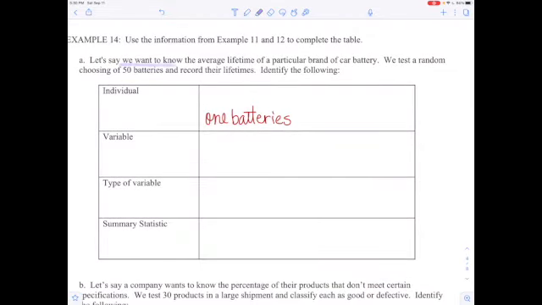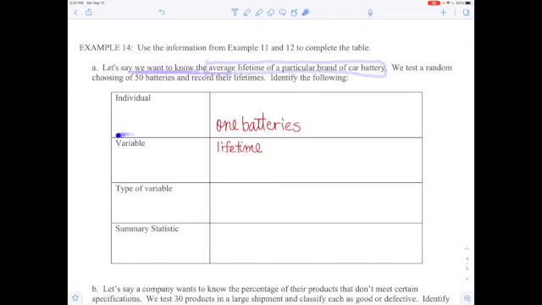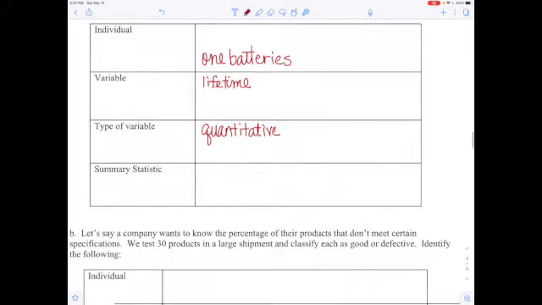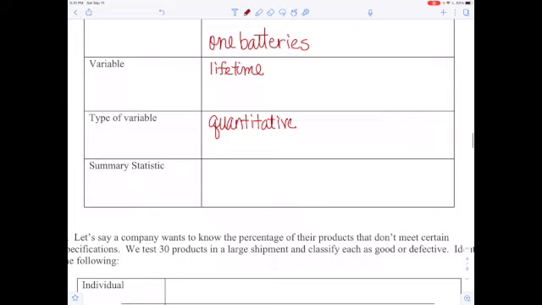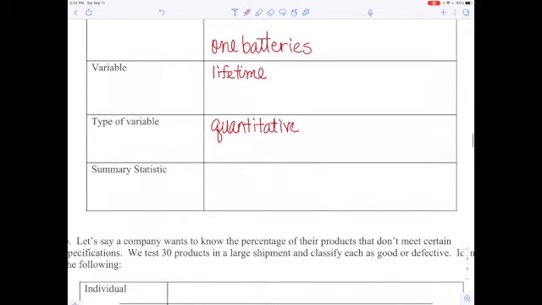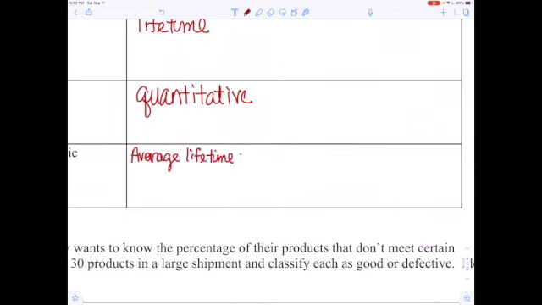We want to know the average lifetime of a particular brand of car battery. When we talk about what kind of variable, we are talking about the type of variable for lifetime. Well, lifetime is a measurement of time, so this is a quantitative variable. Then the last thing, the summary statistic. The summary statistic is going to be the average lifetime of the tested batteries. Because we are talking about the small group, the sample group right here, the statistic is for the sample. So this is the average lifetime of the tested batteries.